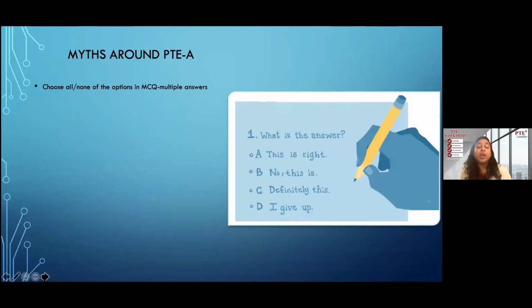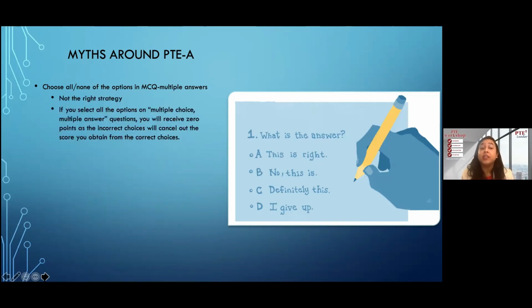You have multiple choice, multiple answer kind of question in the reading section and also in the listening section. Some people will ask you to choose all the options in multiple choice, multiple answers. Some people will say if this is very confusing for you, don't choose any option, just skip the question. In both situations, choosing or not choosing, both are wrong approaches, okay?